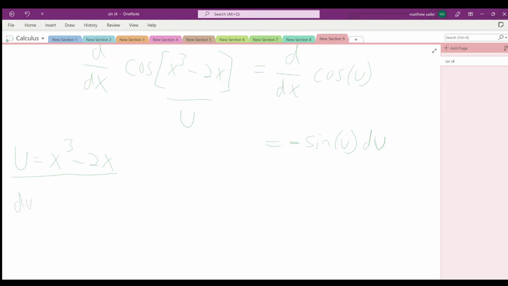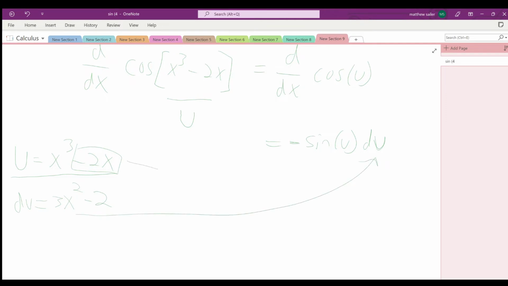And we're going to find du by taking the derivative of u. And the derivative of a polynomial is pretty easy. You just follow the exponent rule for each piece. So for x cubed, we bring the 3 down to the front of x, so 3x, and then we subtract 1: 3x squared. In the second half of this, the minus 2x, the derivative of that is just minus 2, because it's just a constant times x, and the derivative of x is 1. So du is 3x squared minus 2.